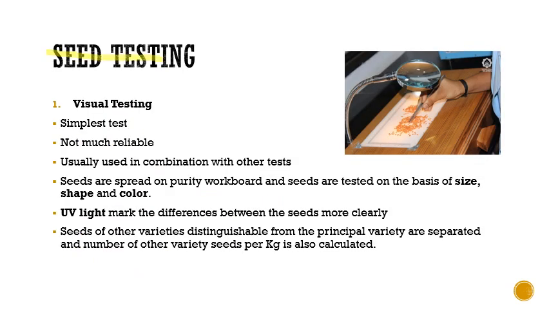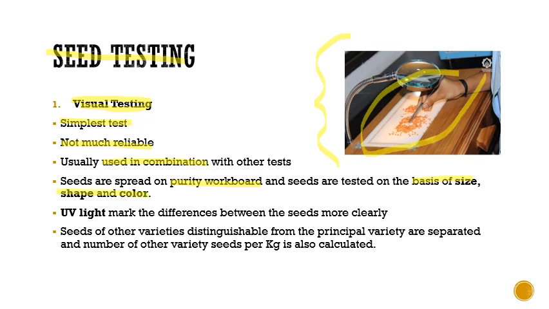Now let us start with seed testing, and under that we will first see visual testing. This is the simplest test available, so it is not much reliable. Usually visual testing is used in combination with other modes of tests like chemical or biochemical tests. Here the seeds are spread on a purity workboard. This is your purity workboard. It has a platform where you can spread your seeds, and a magnifying glass and an overhead lamp over it, so that you can visualize these seeds clearly. The seeds are tested on the basis of size, shape, and color.